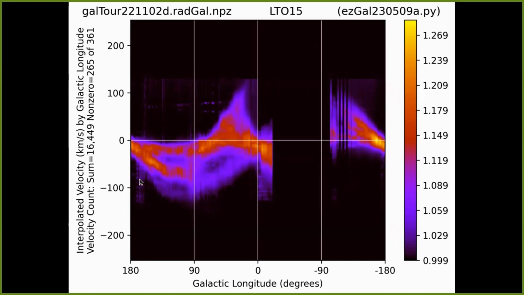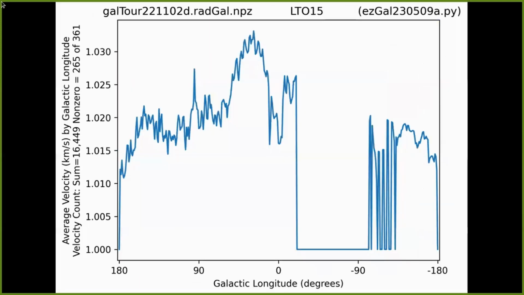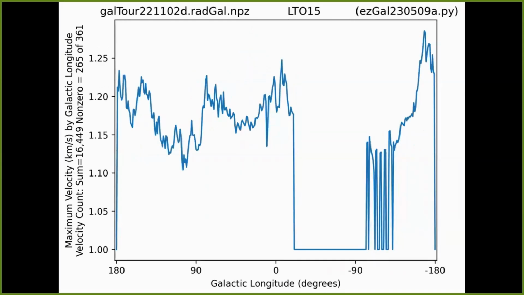Here's that RFI showing up as little specks of data. We can plot the average of each vertical line along here. And it looks something like this. Of course, there are places where I have no data yet. We can plot the maximum values for each galactic longitude.